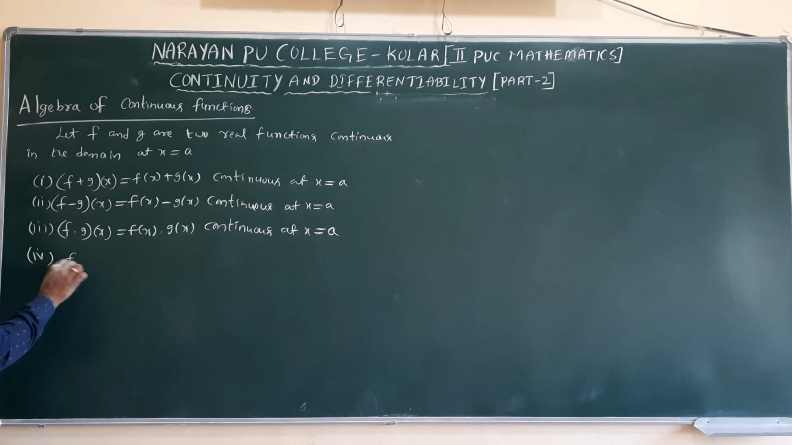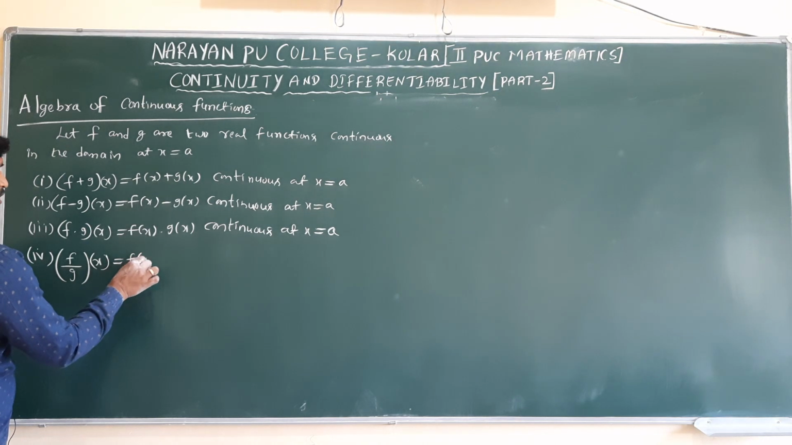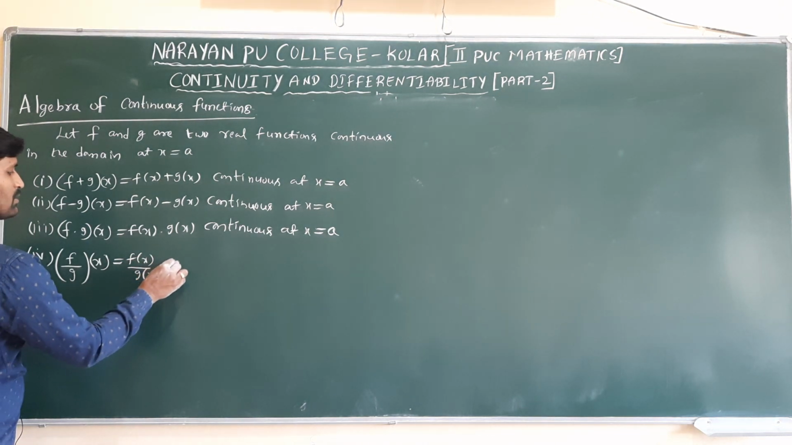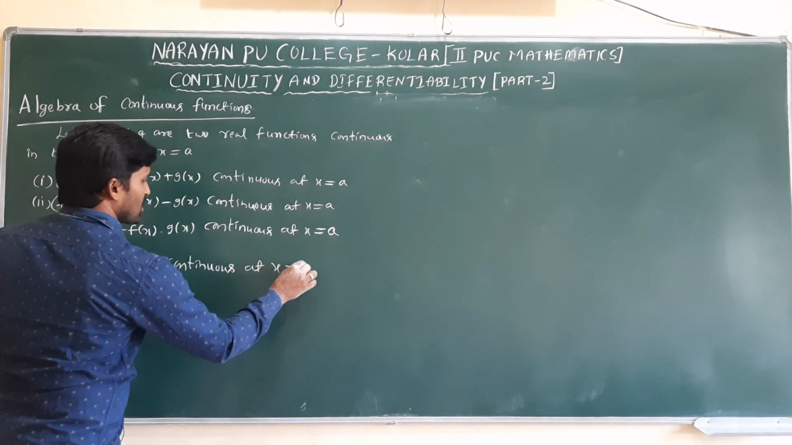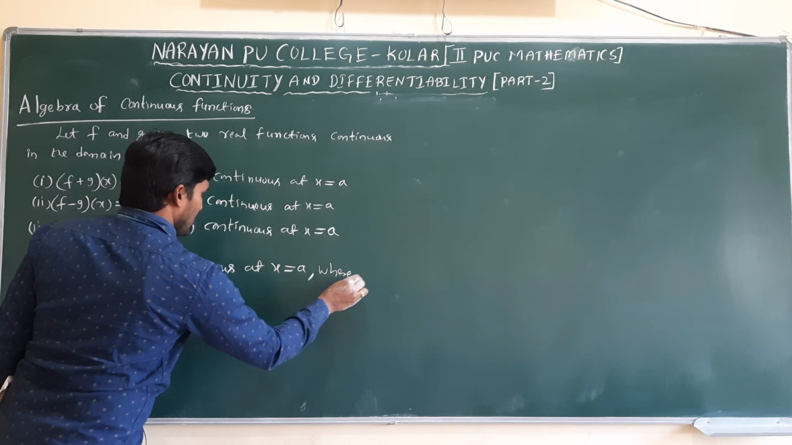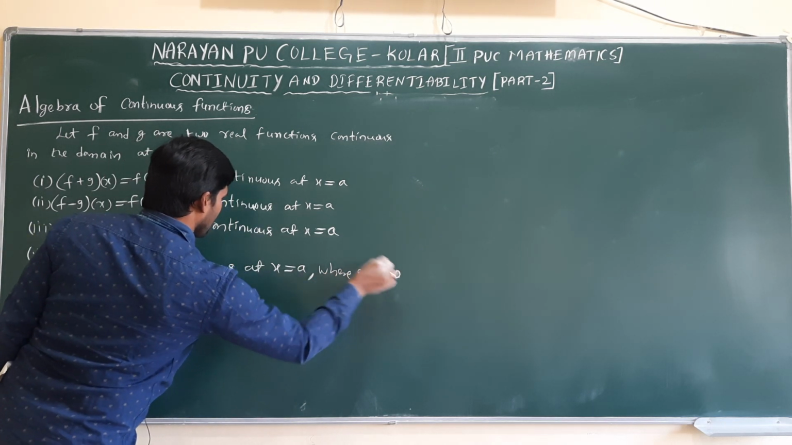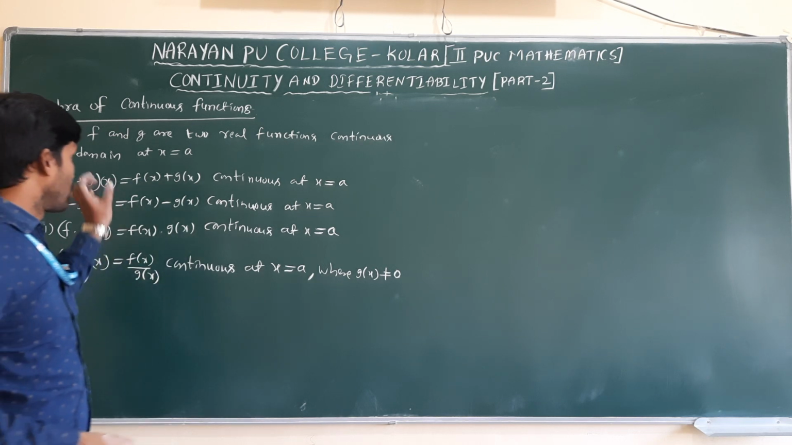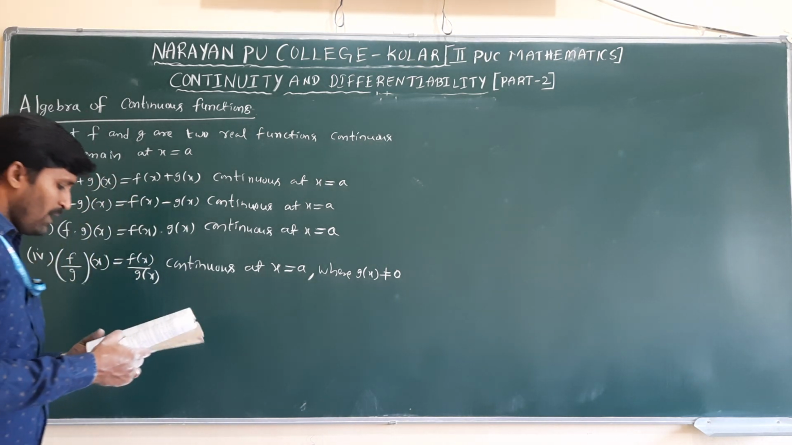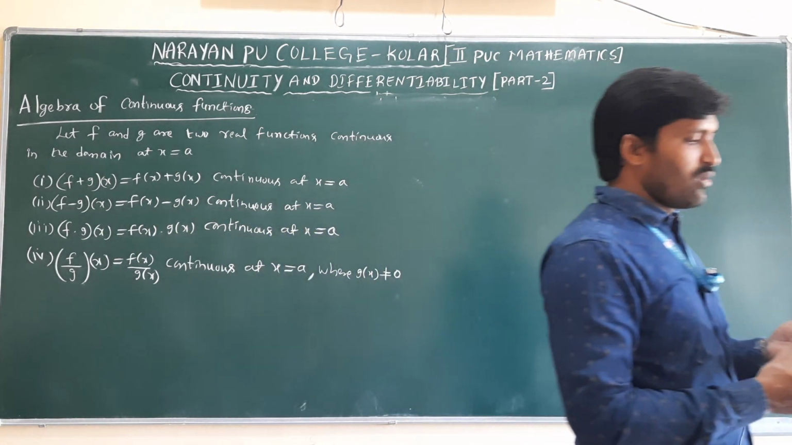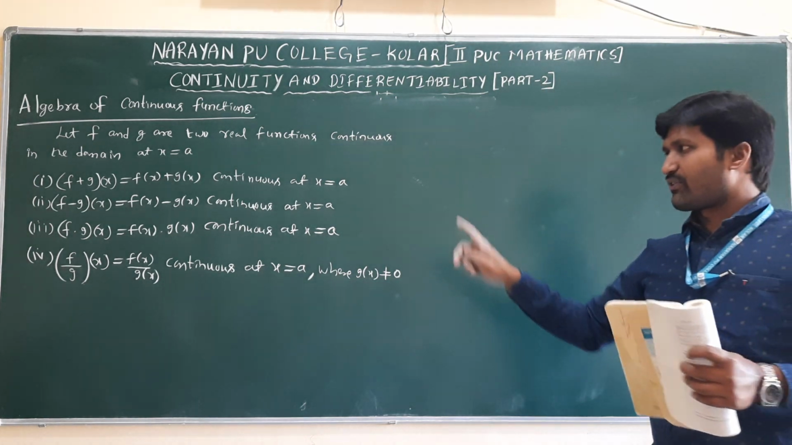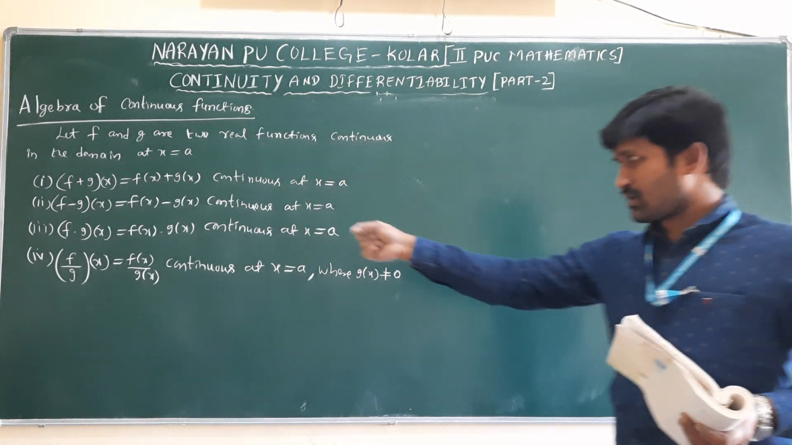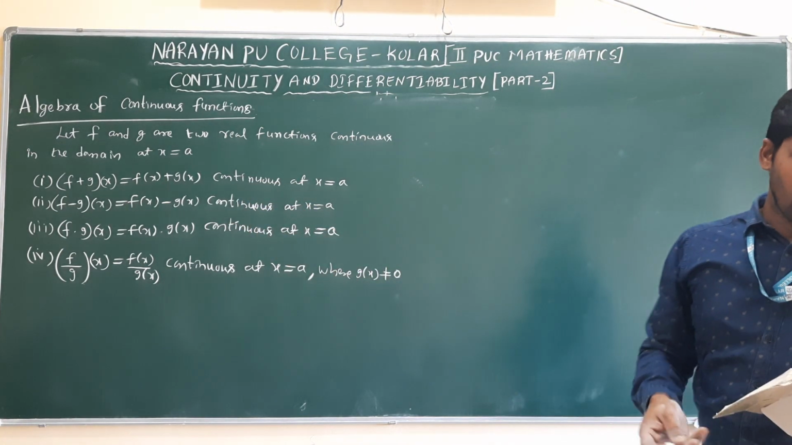Fourth one, f by g of x equal to f of x by g of x is continuous at x equal to a, where g of x is clearly not equal to 0. So we mention the domain of this particular function. Now this is the simple meaning of this. When two functions are continuous, the sum, difference, product and quotient, or division of two functions, are also continuous.